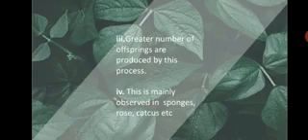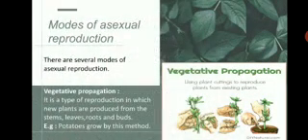Asexual reproduction allows plants to reproduce very quickly. As only one parent is involved, a greater number of offspring are produced by this method. Then there are different modes of asexual reproduction. First we will discuss vegetative reproduction or vegetative propagation.